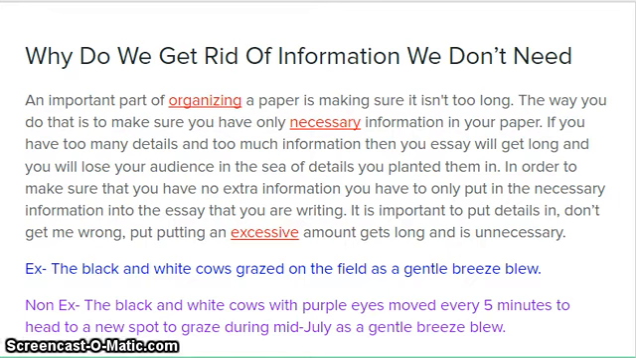One example of this would be: the black and white cows grazed on the field as a gentle breeze blew. Something that you wouldn't want to do is: the black and white cows with purple eyes moved every 5 minutes to head to a new spot to graze during mid-July as a gentle breeze blew.